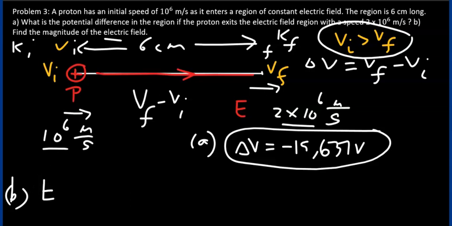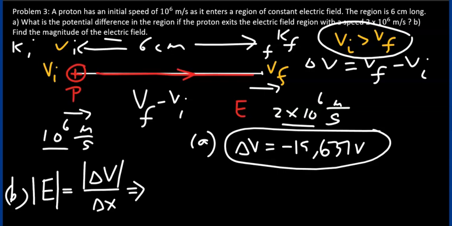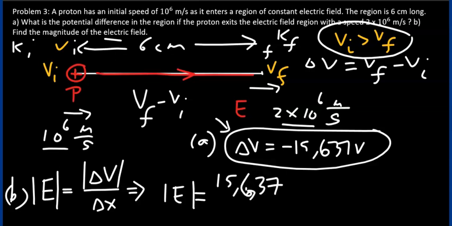Now we know the magnitude of the electric field is related to the change in potential, or potential difference, in the following manner: the potential difference over the distance between the 2 potential points. So in this case, note we are computing magnitude right there. So the magnitude of the electric field is the magnitude of the potential difference, which is in this case 15,637 volts, over the distance, which is 6 centimeters, so 0.06 meter.